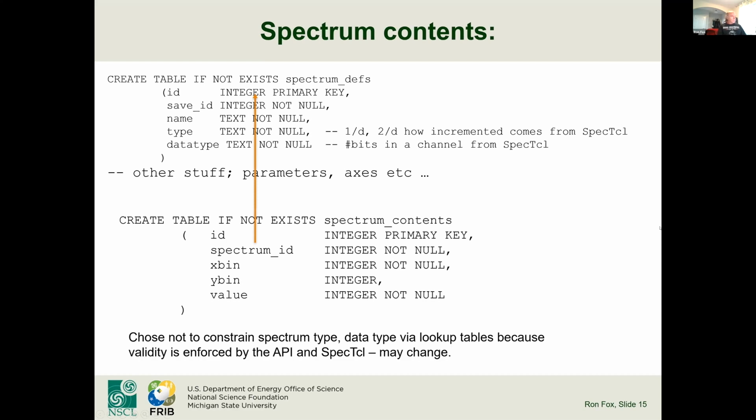Okay. We chose not to make the spectrum type a data type, something that's looked up from another lookup table. Validity is enforced by the API in SpecTcl, and we wanted to be able to allow the set of spectra to change without having to affect anybody's existing databases.